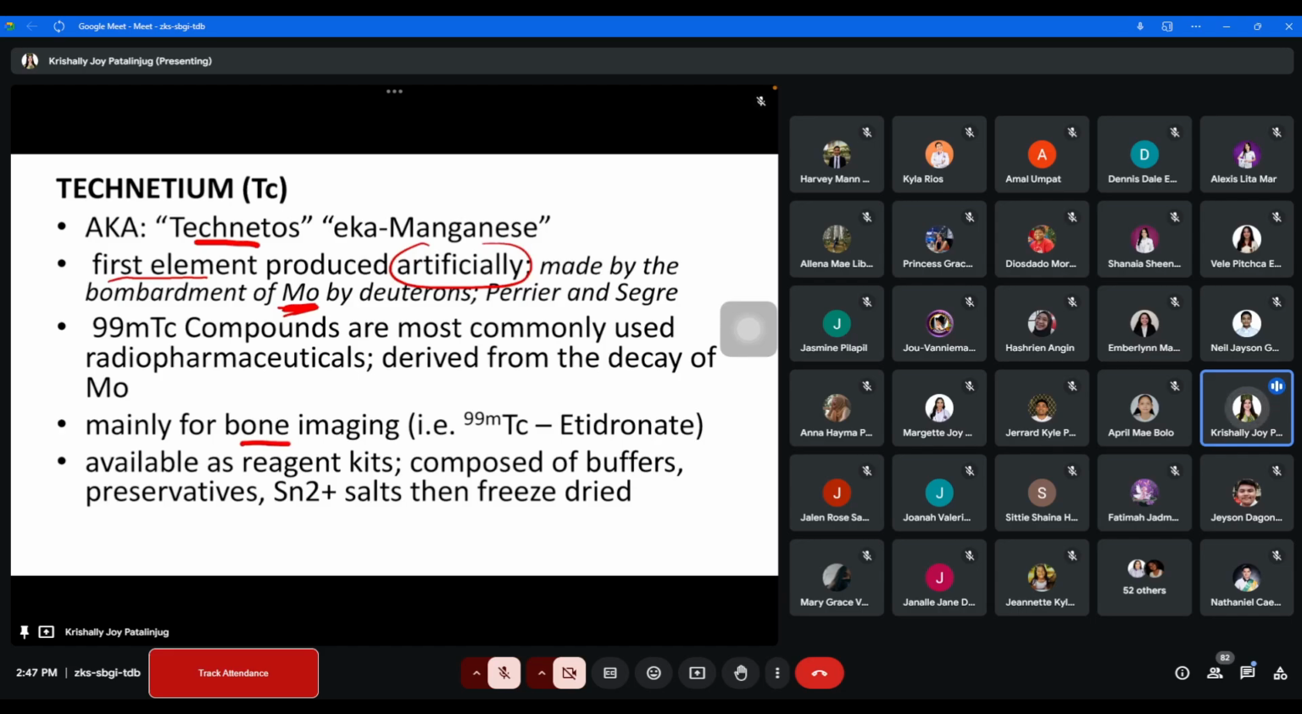Mainly, the 99m technetium compounds in the form of etidronate are used for bone imaging. That's the most commonly used radiopharmaceutical, 99m technetium etidronate for bone imaging. So we're done with groups 7, 5, 6, and 7. Again, group 7A, halogens; group 6A, chalcogens, the oxygen family; and group 5A, the nitrogen family.